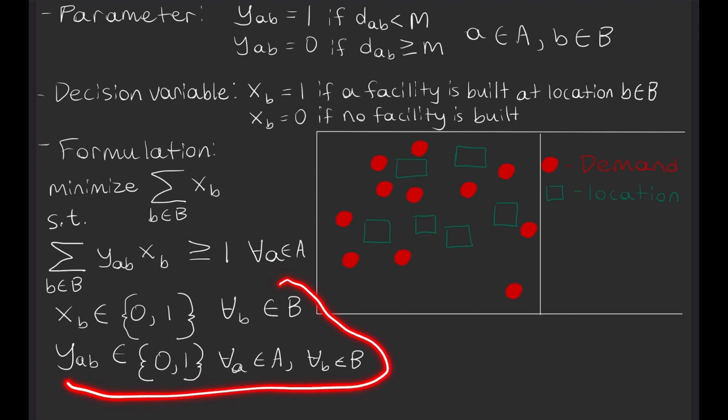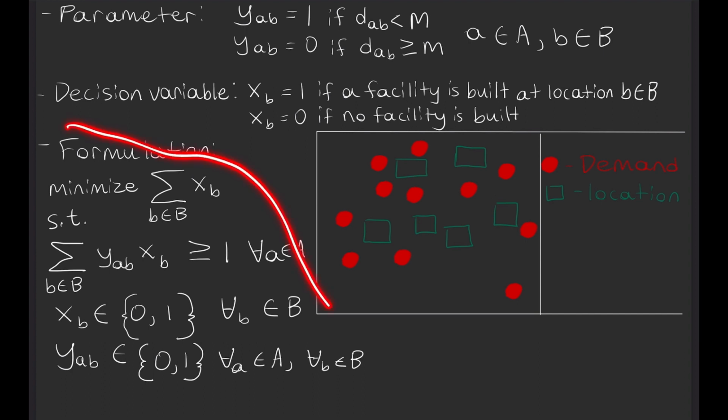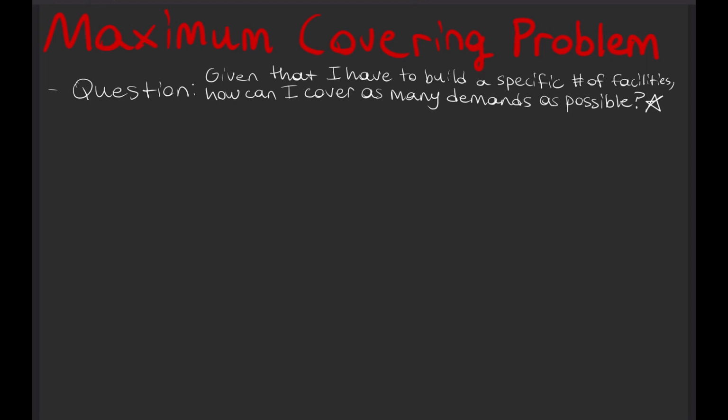These constraints right here simply mean that xb is either 0 or 1, and yab is either 0 or 1 for all values of a and b. To conclude, this is our complete formulation right here. We simply have to input this into Excel or a programming language, and we'll have our optimal solution. I may make a video later on how to get the optimal solution from Excel or the programming language. Up next, I'm going to explain the maximum covering problem.